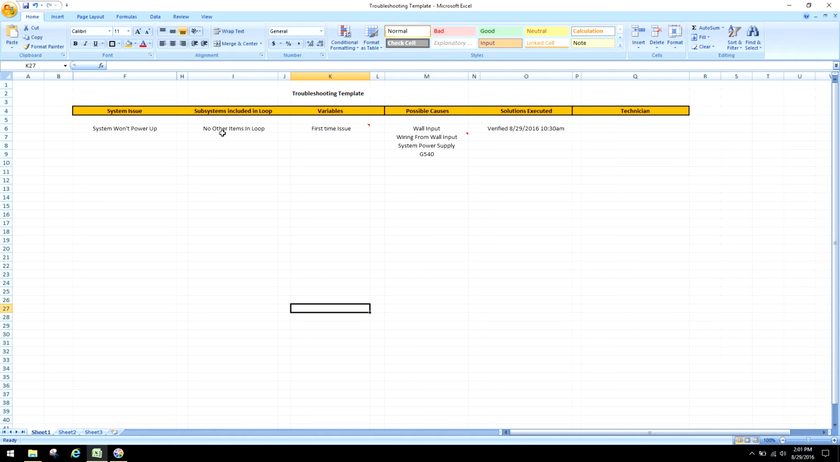Again, subsystems included in the loop, no other items in loop, because again, we only have wall input, wiring from the wall input, system power supply, and G540. We don't have anything oddball here. We don't have a relay. We don't have any of that. So basically, you went through, you're going to verify each component until you find the culprit. And again, if system won't power up and this is all you have, you're really only going to come down to the G540 and find out exactly where this all goes.